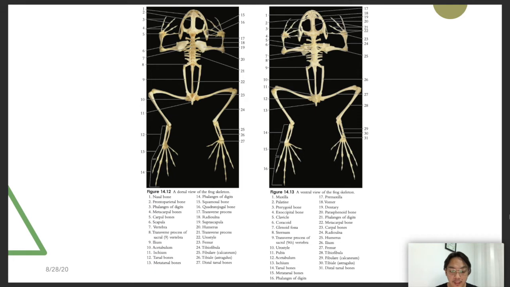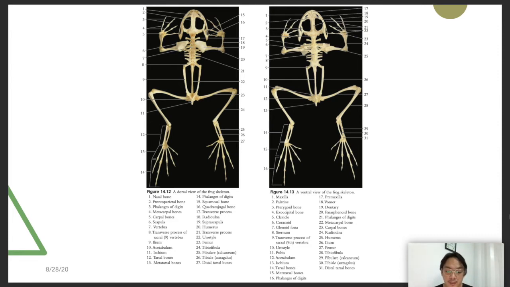7, the vertebra. 8, the transverse process of sacral. And number 9 vertebra. Number 9 is the ilium. Number 10 is acetabulum. 11 is ischium. 12 is tarsal bones. 13 metatarsal bones. 14 are the phalanges of your digits.